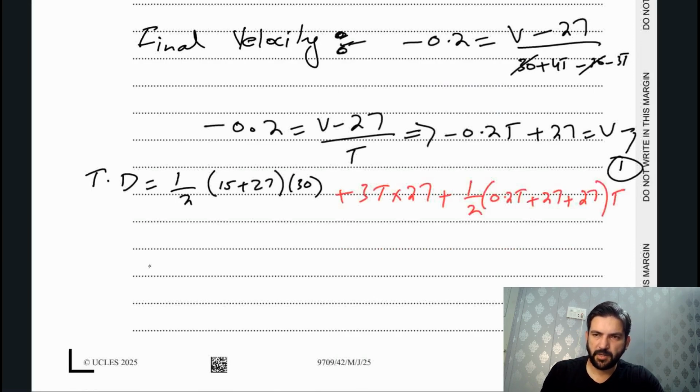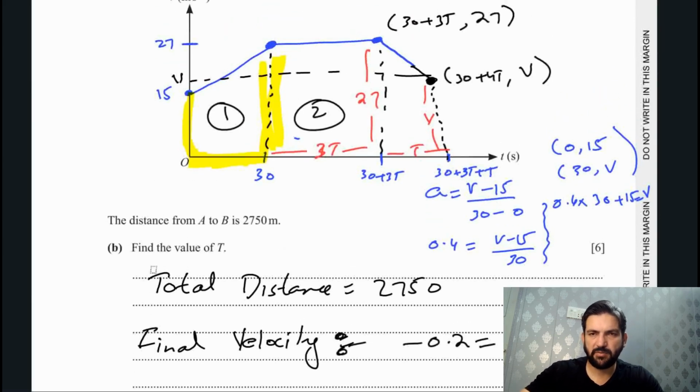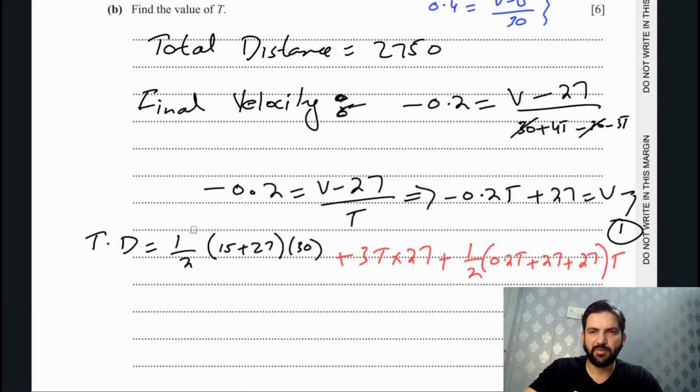For the last part, let me explain it again. For this portion, we need to find the area of this. We know that for this portion the area will be the sum of the parallel sides, 27 plus v, and I just put the value of v over here. There is a small mistake: I should add a minus sign over here. If you simplify it, you will get the final value of v.